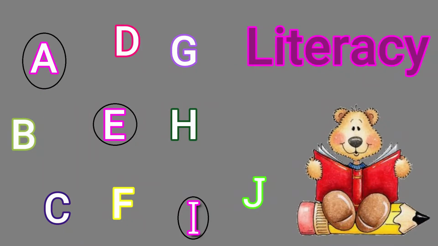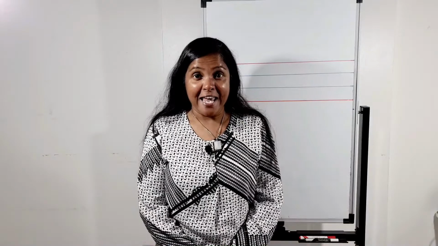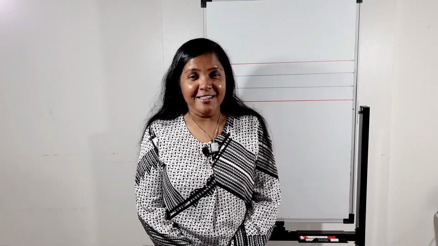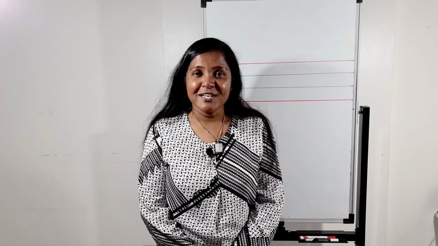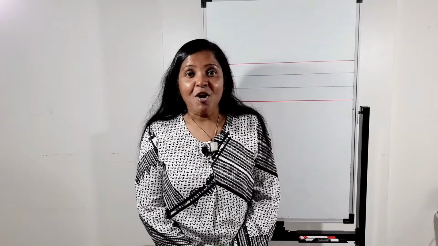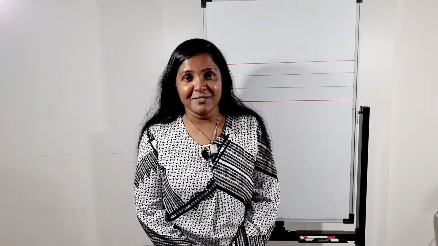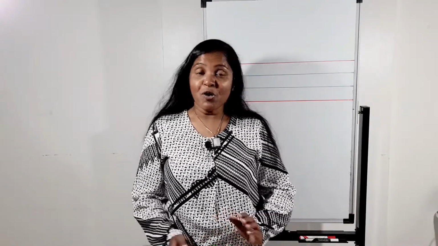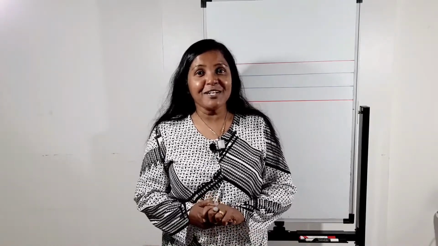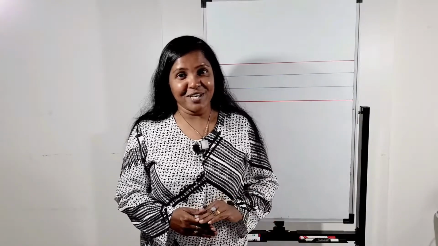A, B, C, D, E, F, G, H, I, J, including 3 vowels. A, E, I, these are vowels. Today we are going to learn all about letter K, and K is a consonant. As you all know, there are 2 types of letters, uppercase and lowercase.